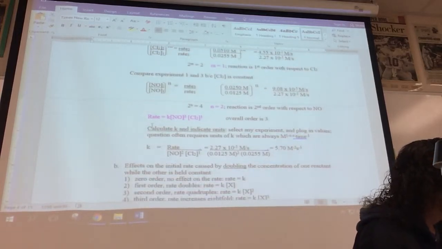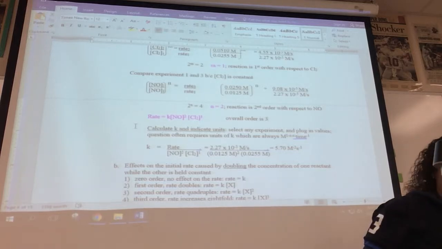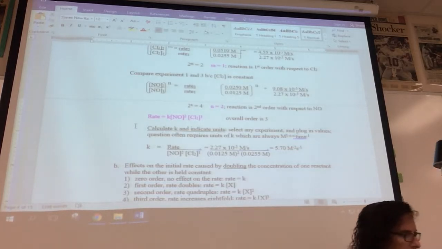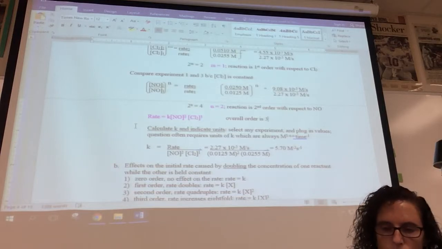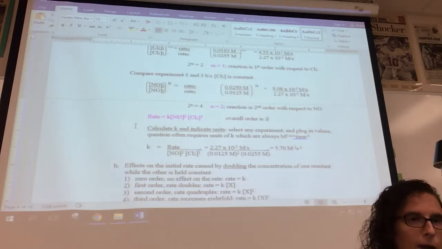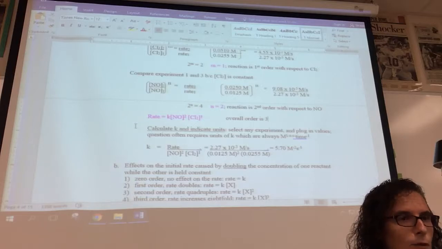Now, you can calculate K, and that's what they're asking for here, and let's take a look at that, and we're going to do a lot of analysis here to make sure you understand the rate law. Again, rate law really exemplifies the effect of concentration on the rate.